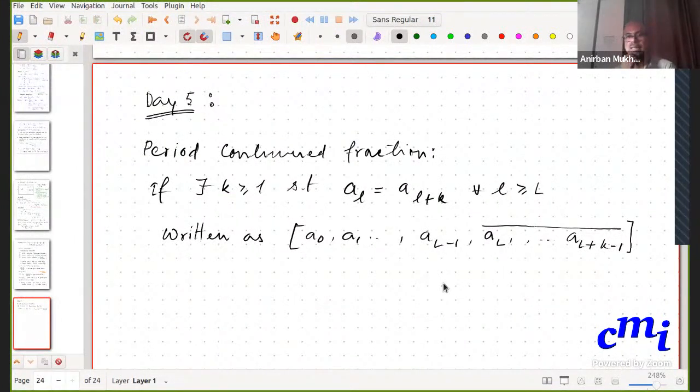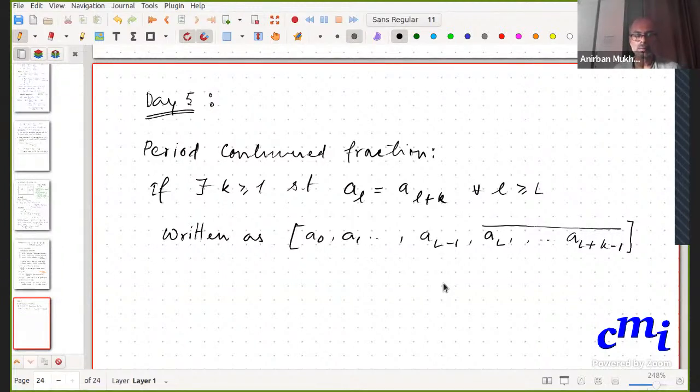Periodic continued fraction. And when we expanded square root of 7, I think in the first lecture, we saw that it's a periodic continued fraction. We expanded square root of 2, that was also a periodic continued fraction. We expanded the golden ratio, which is (1 plus square root of 5) by 2. That's also a periodic continued fraction. We have seen this. So that's a general fact.